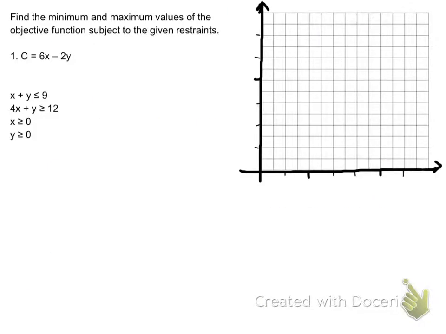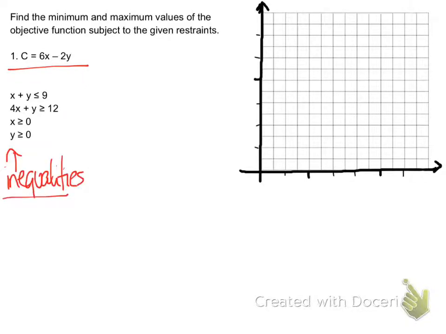So we're going to find the minimum and maximum values of the objective function subject to the given constraints. C equals 6x minus 2y. We're not graphing that. We're not given what it's equal to, so we actually couldn't graph that even if we wanted to, because we would have no way of finding an x or y intercept. This is our objective function, so we're going to leave that alone until we get our linear inequalities graphed.